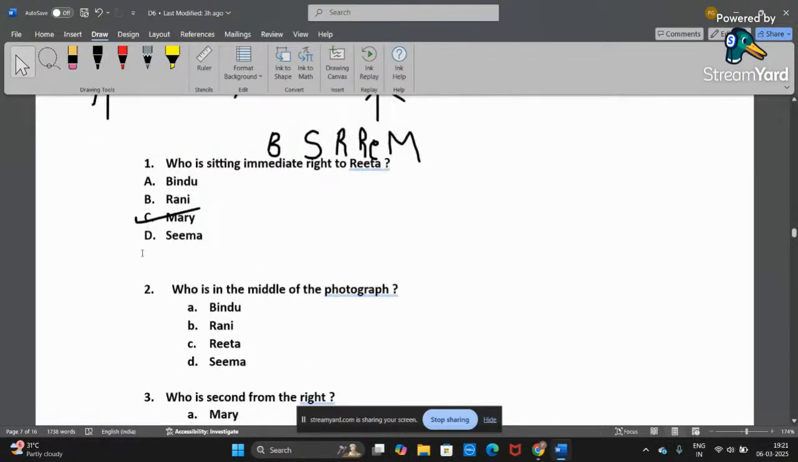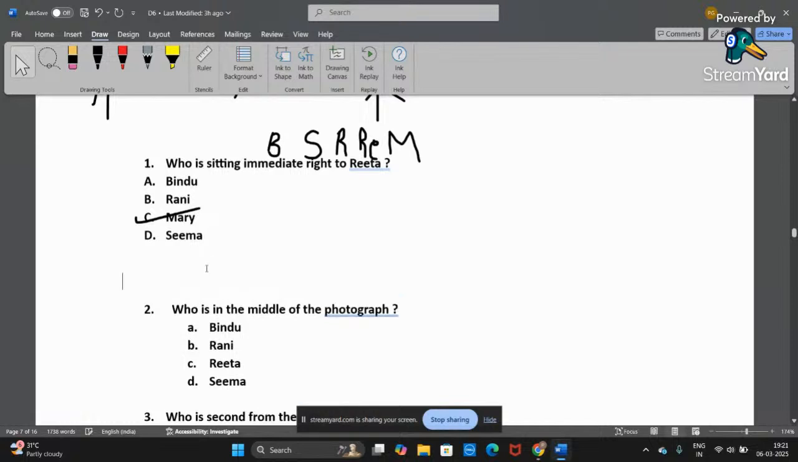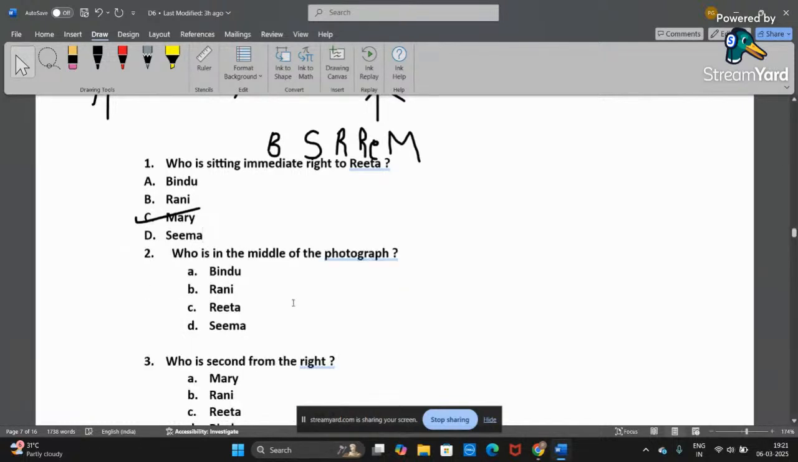So next one. Who is the middle to the photograph? Who is middle here? 1, 2, 3. Here it is middle. It is Rani. Rani is the answer for this. She is the middle person in the photography.